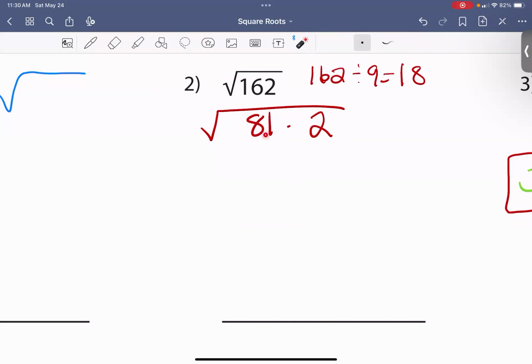So I know that the square root of 81 is 9, and there is no perfect square for 2. So I'm just going to leave it as the square root of 2. So our answer is 9, the square root of 2. Now, whenever you divide and get a number that has another perfect square in it, you are going to need to find a bigger perfect square.